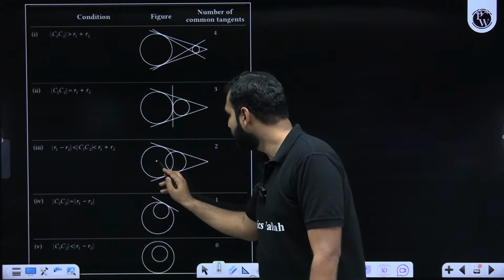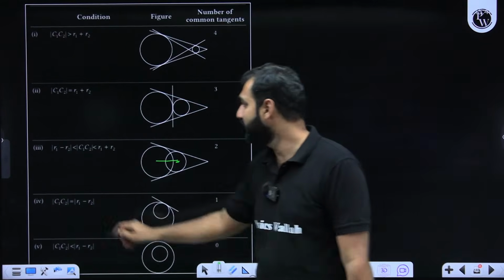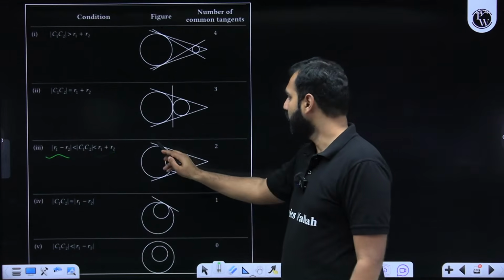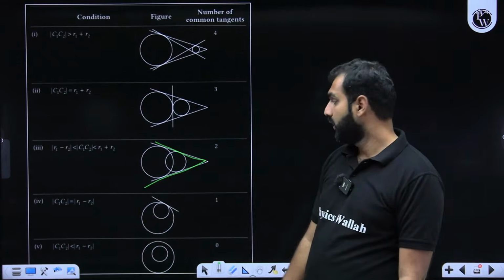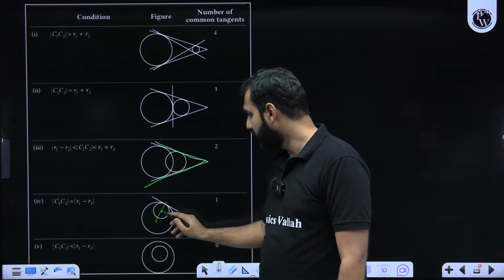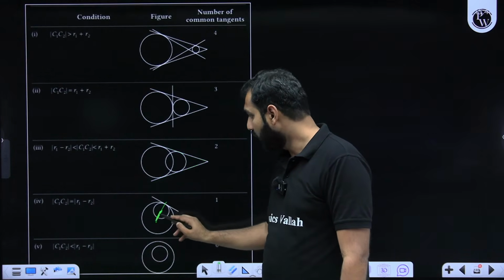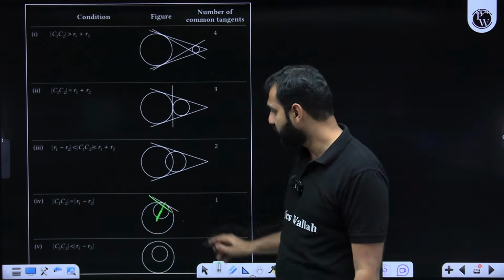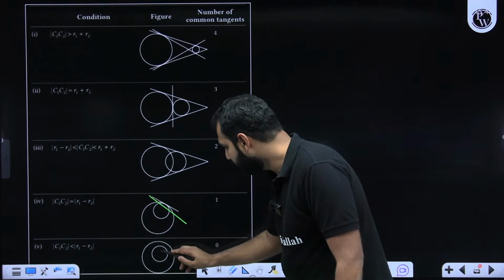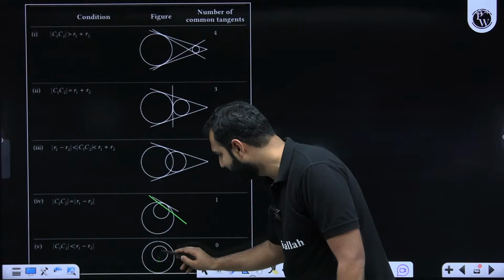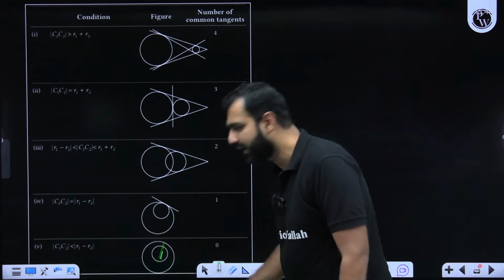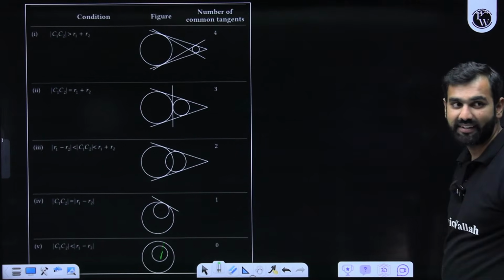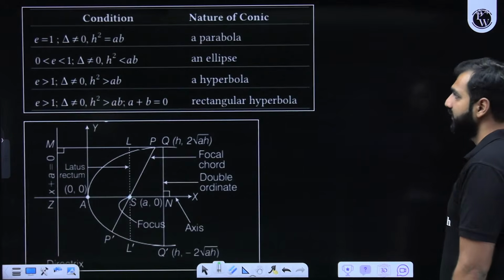If the distance between the centers of the circles is greater than the difference of the radii and less than the sum of the radii, they will be intersecting at 2 points. The number of common tangents will be 2. If the distance between the centers is equal to the difference of their radii, then they are touching each other internally, and the number of common tangents is 1. If the distance between the centers is less than the difference between their radii, then they don't touch at all and one circle lies completely inside the other circle. The number of common tangents will be 0.